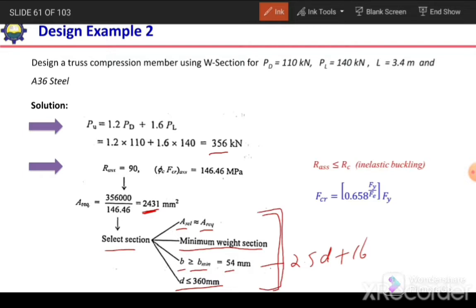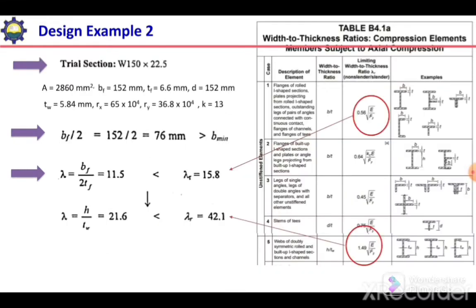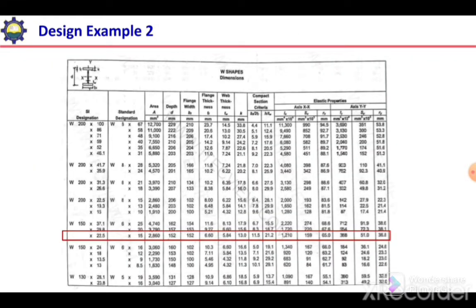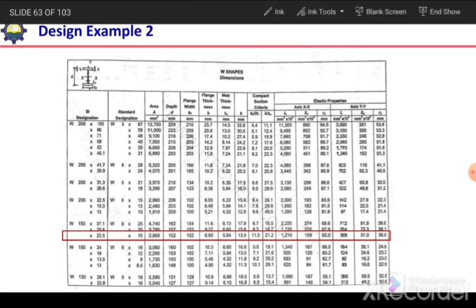So here the A required is 2431. We will go into the properties table, and from there we can select the section. If I see over here, the area of the section 2430, and this one is 2860, so it is close to 2430. So we can select this section, 150 by 22.8.